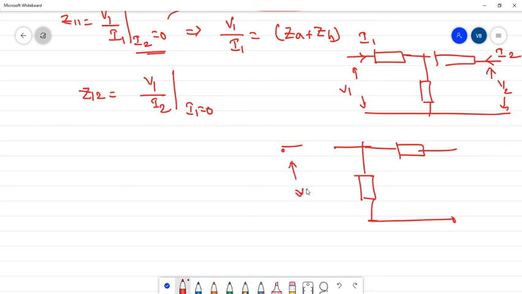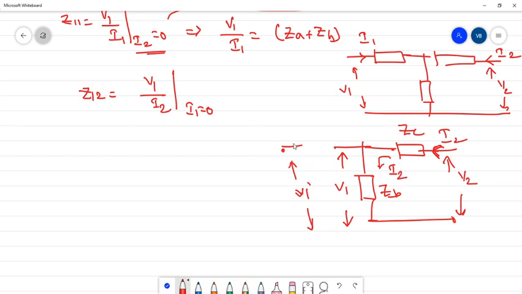So here we have V1 and here we have V2, and here the current is I2, and this is ZB and this is ZC. So what about the voltage here? V1 voltage is nothing but the voltage across the ZB terminals. How are we going to get the voltage across ZB terminals? This is V1. So how are we going to get V1? What is the current that passes through this ZB? That I2 current passes through this network.